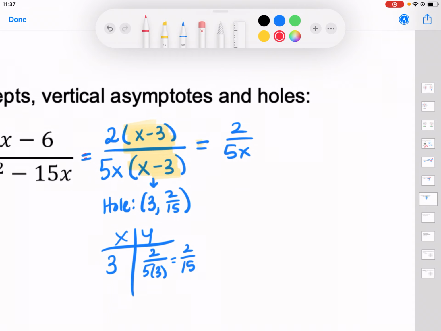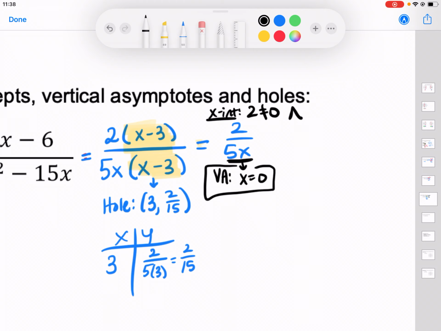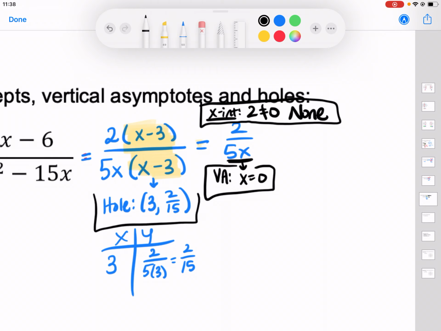Then we go to x-intercept and vertical asymptote. The vertical asymptote comes from the bottom, and that would give us x equals 0. For the x-intercept, since there's no x on top, 2 can't equal 0, so there are no x-intercepts. And all three of these would be your final answer. I'll highlight these all in green so we know what our answer is.